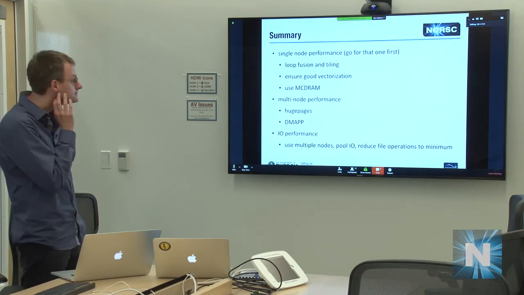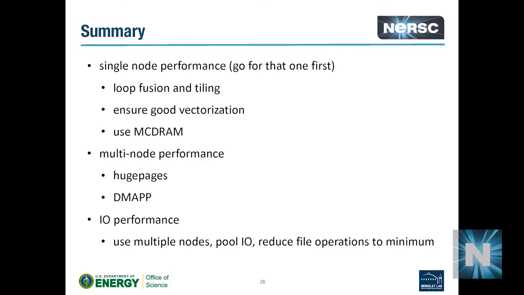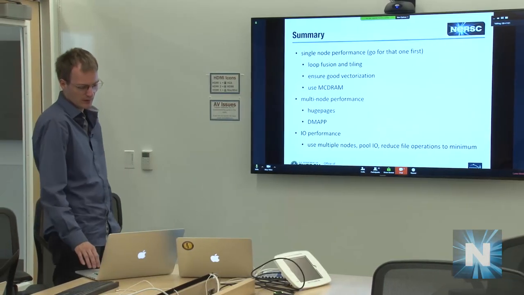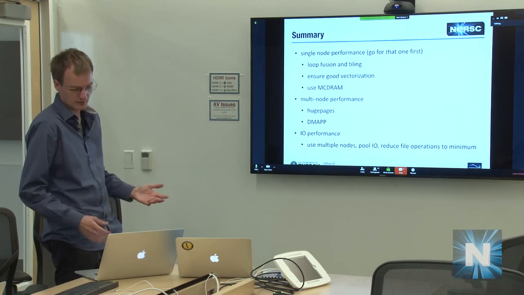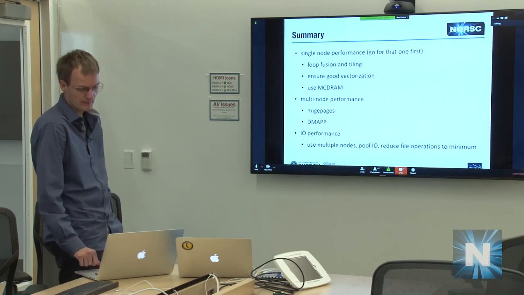Okay, so that's the summary. When you optimize code, go for single node performance first, and then definitely try loop fusion and tiling. That helps a lot. Ensure good vectorization and use MCDRAM all the time. For multi-node performance, please try out huge pages, very simple, right? Just load a module and compile. And try this DMAPP stuff, which is also setting a couple of environment variables, and that's it. And for I/O performance, I talked a little bit about it: try to use parallel I/O, pool it, and of course reduce file operations to a minimum.